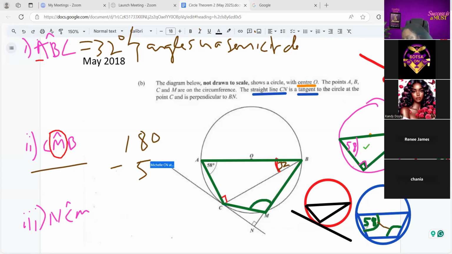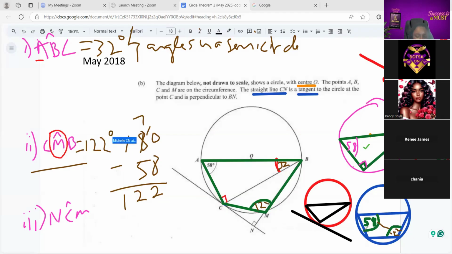Take away 58, and you will get the angle that you want at M. Can I take away 8 from 0? No, so we borrow from this 8, it becomes 7. 10 take away 8 is 2. 7 take away 5 is 2. 1 take away nothing is 1. This angle here is 122. That's the same angle over here. Right, so this is 122 degrees.